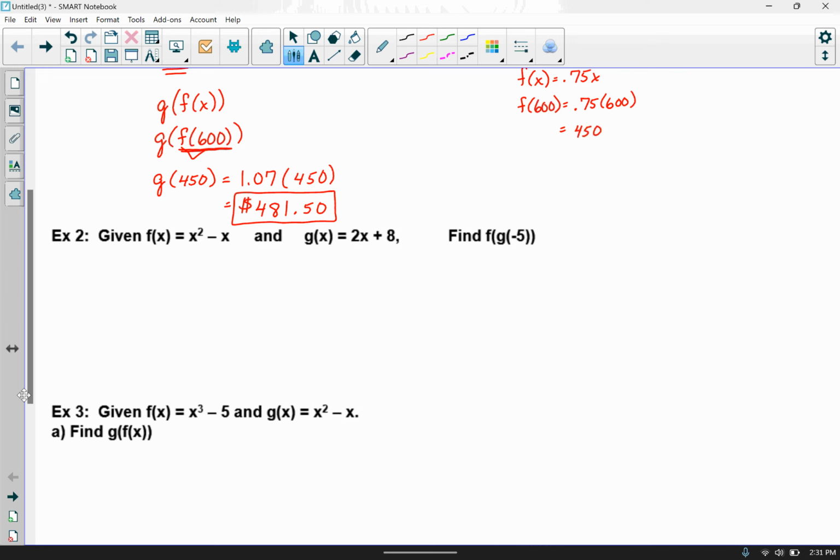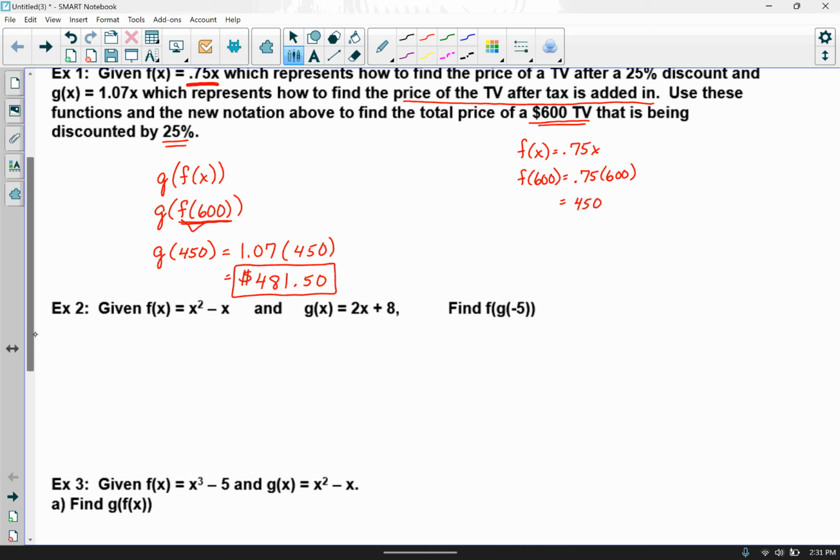In example 2, I'm giving you an f function and a g function, and I am asking you to find f of g of -5. And just like I talked to you in the last section, if you're plugging in a letter, final answer is going to be a letter. If you're plugging in a number, final answer is going to be a number. So in example 1, we were plugging in a number and we got an answer of a number. Here in example 2, we're plugging in another number, so our final answer should be a number.